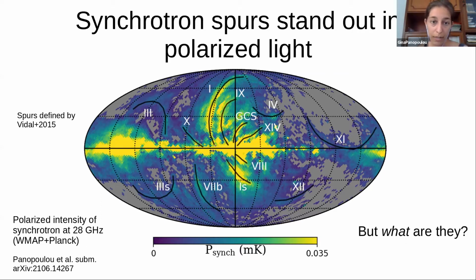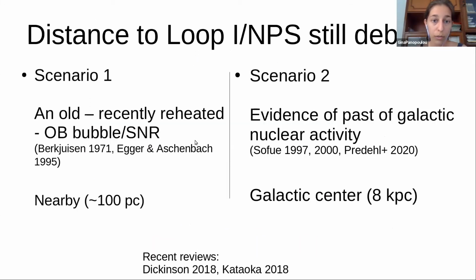So I'll take as example loop 1 and sort of walk you through a brief history of what we've known, or what we think we know, about these structures. So loop 1 has a distance estimate that's still being debated in the literature. And there are two competing scenarios.